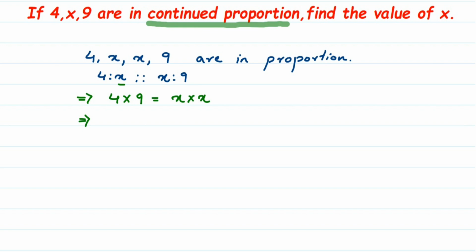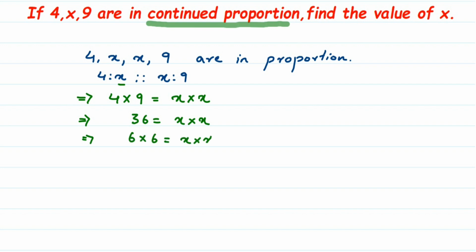So let's solve this further. 4 nines are 36. So 36 is equal to x into x. Now here we have to find the x value, but here we have x into x. So we are multiplying this number x two times. Now find a number which, when you multiply it with itself, gives you 36. Like 4 into 4, 5 into 5 or 2 into 2, which will not give you 36. We know that 6 sixes are 36, right? So which means 6 into 6 is equal to x into x.